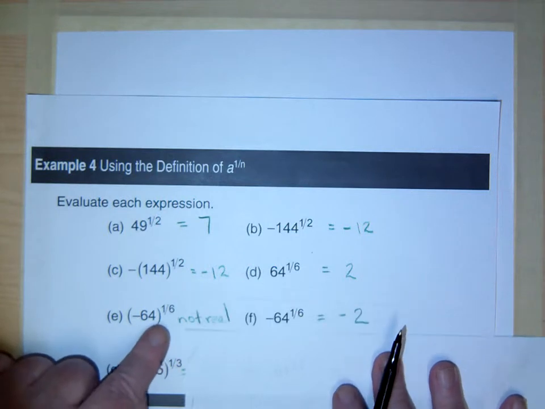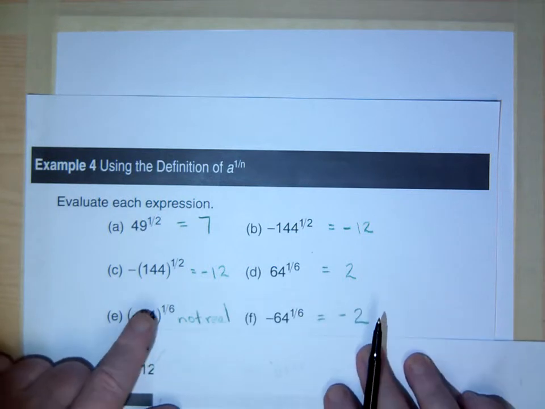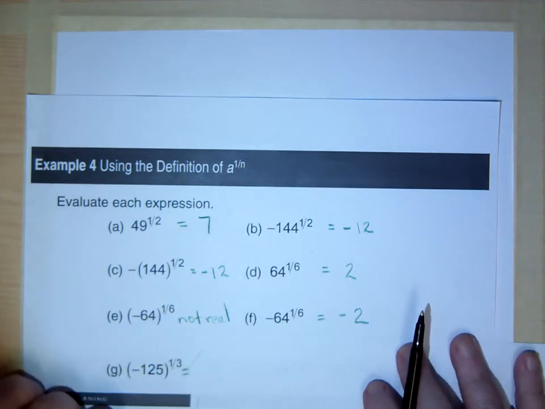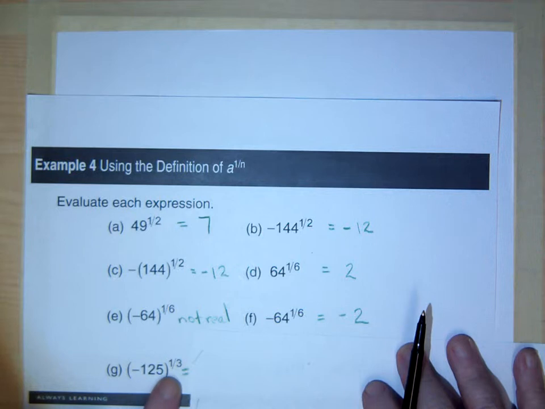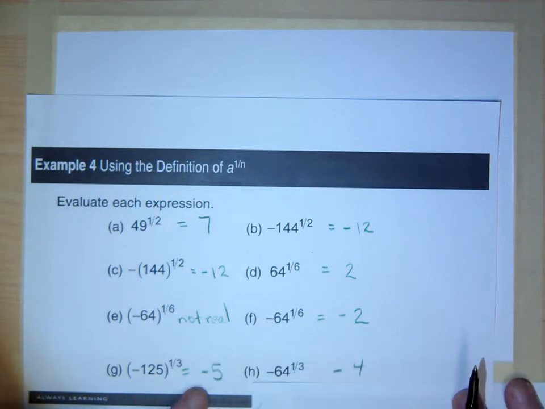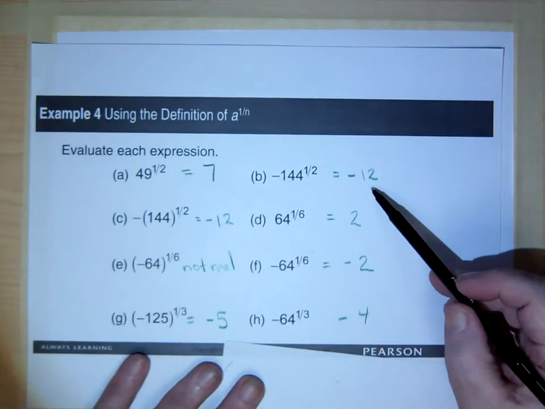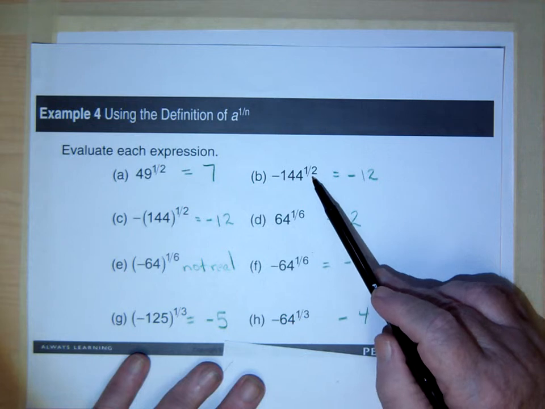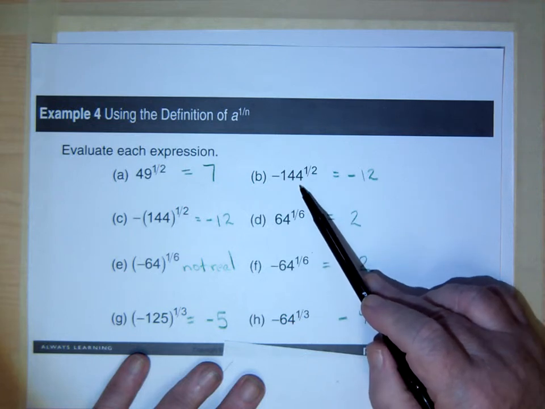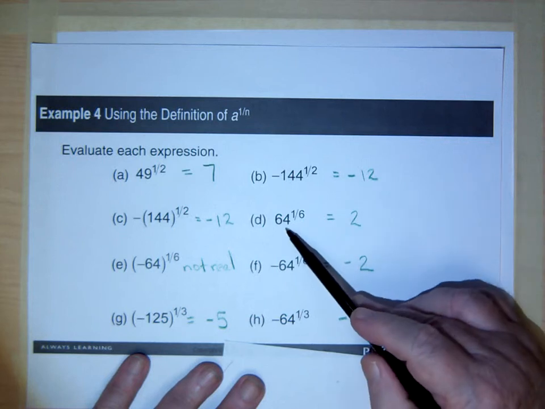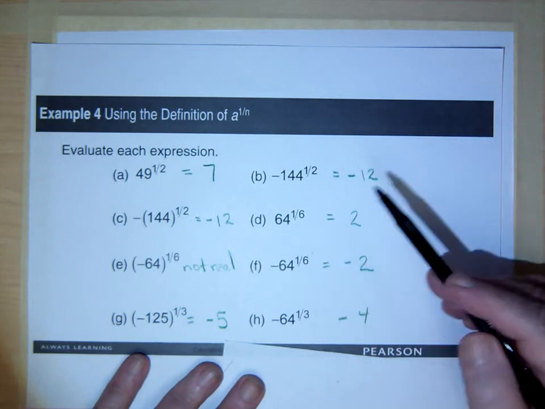This is going to have no real solution because there's a negative, and I'm trying to take an even root of a negative. Down here I have a negative, but I'm taking an odd root, so this is the cube root of minus 125, which is going to be minus 5. Similarly, on the other side, the exponent 1/2 is applied to the 144, so this is going to be minus 12. Here, the 6th root of 64 is 2, because 2 to the 6th is 64.